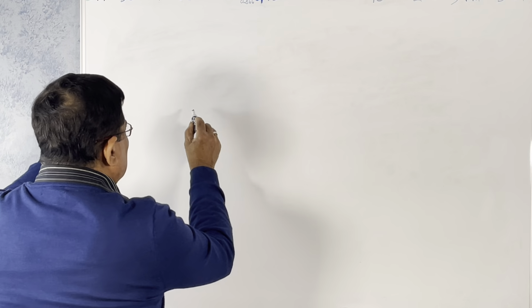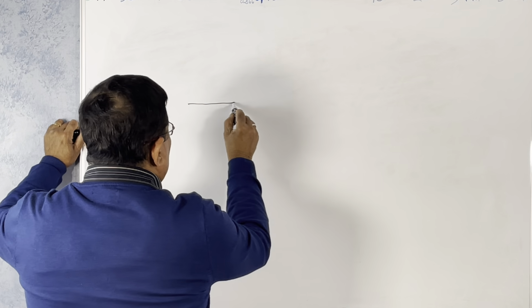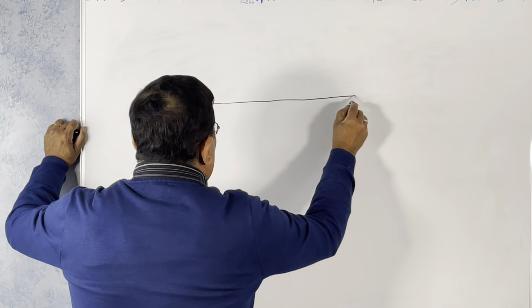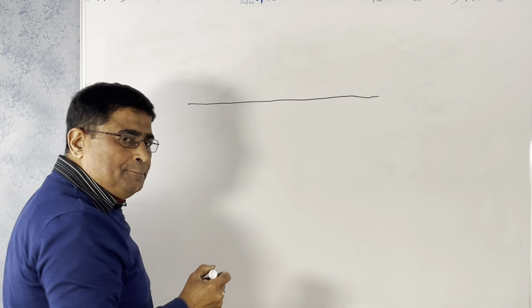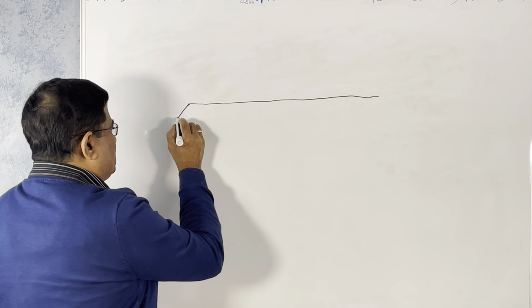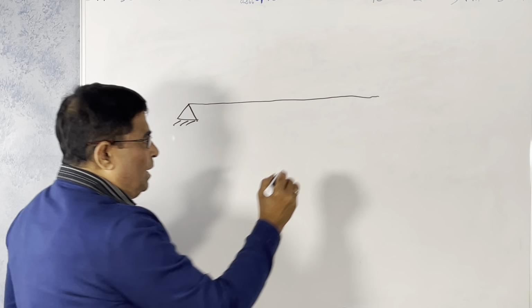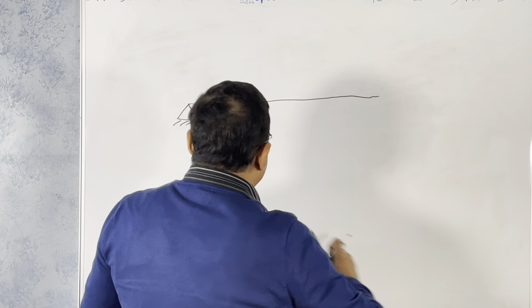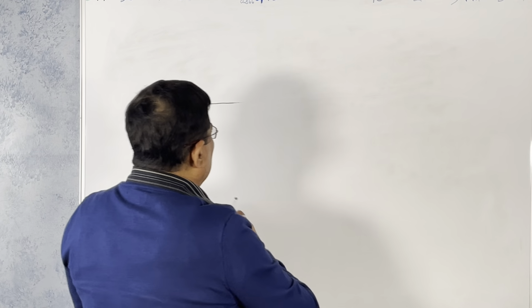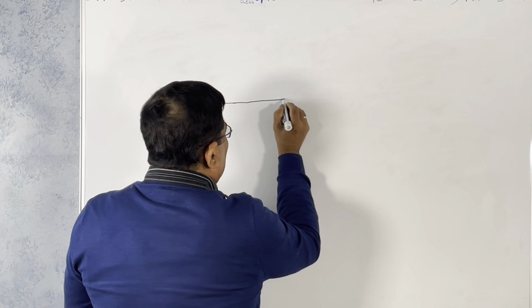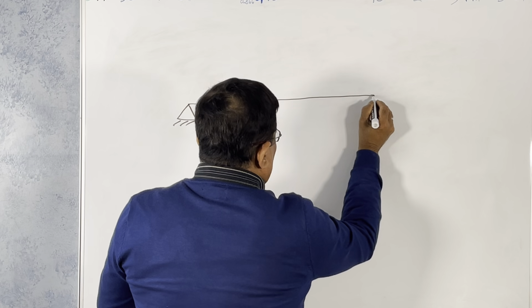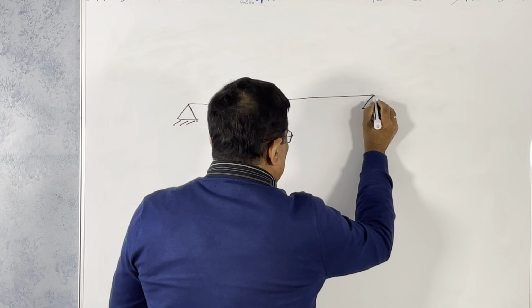Say this is your beam, and it is simply supported. That means this side is hinge or pin supported, and the other side is roller supported. That is the definition of a simply supported beam.